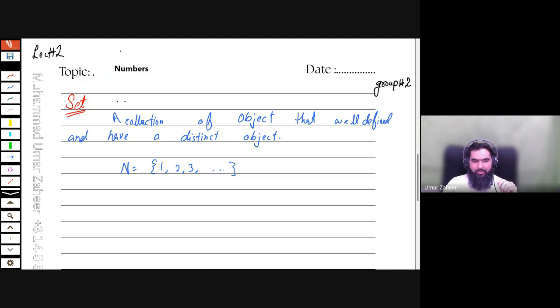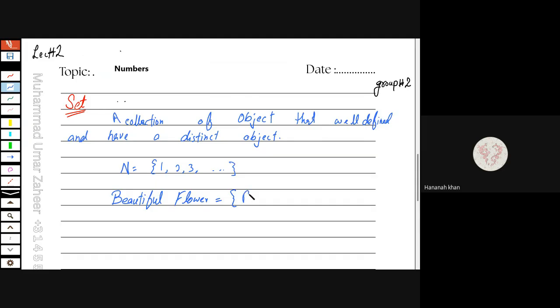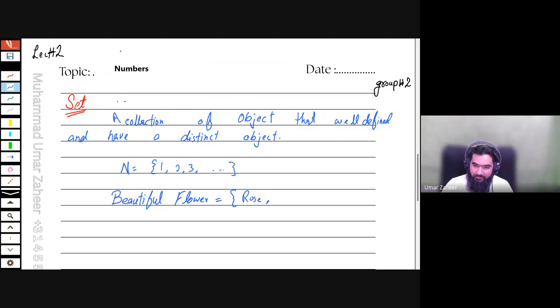But for example, if I talk about the favorite or beautiful flowers, yes Hanana, you have to tell me according to your choice which flower is beautiful. A rose. Miran, maybe dandelions.